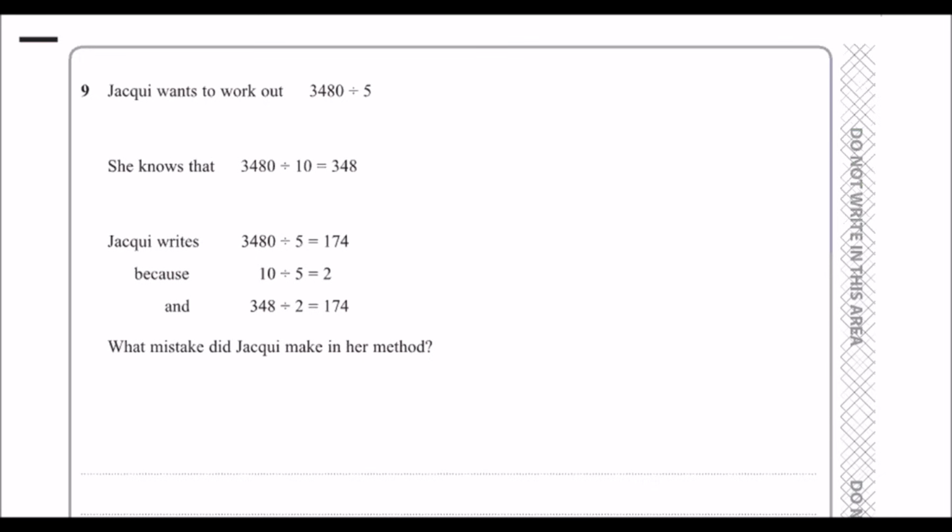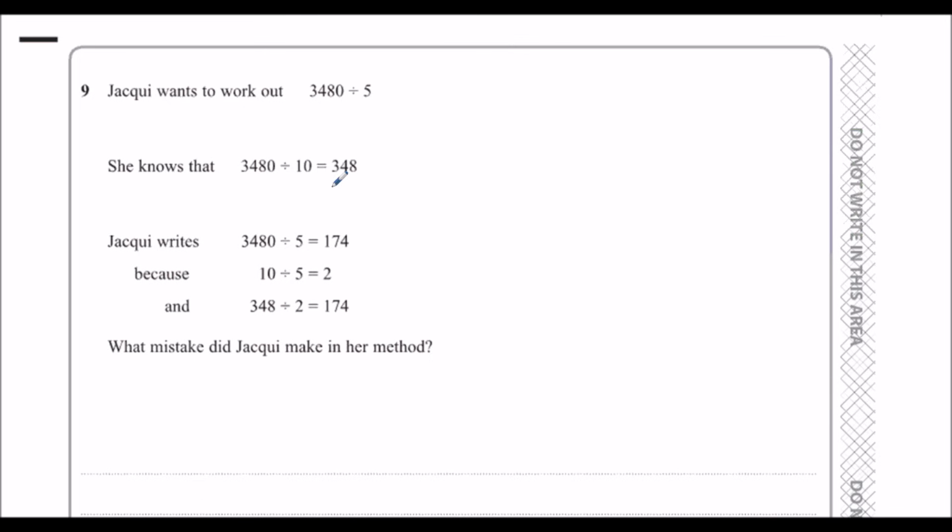Okay, question 9. Jackie wants to work out 3,480 divided by 5. So 3,480 shared out between 5. She knows that 3,480 divided by 10 is 348. So she writes 3,480 divided by 5 is 174, because 10 divided by 5 is 2, and 348 divided by 2 is 174. What mistake has Jackie made?